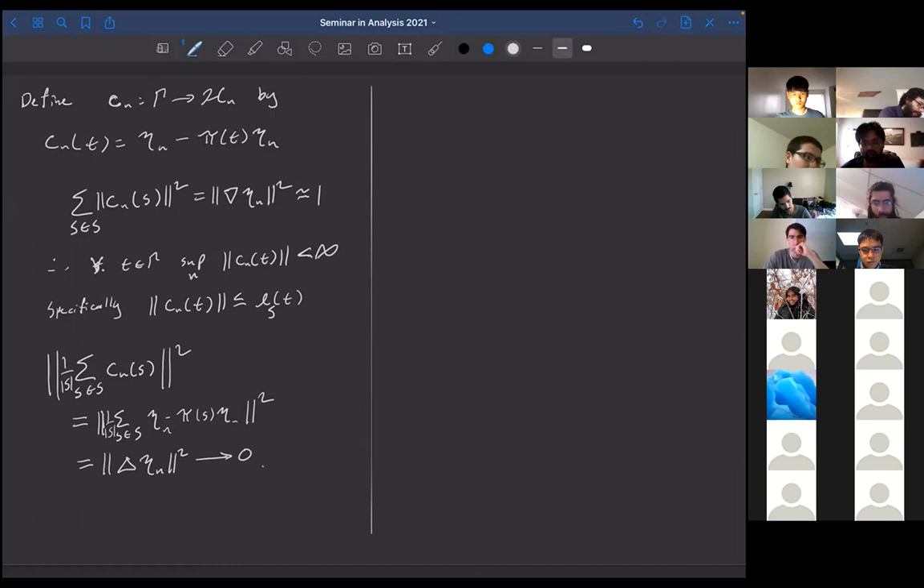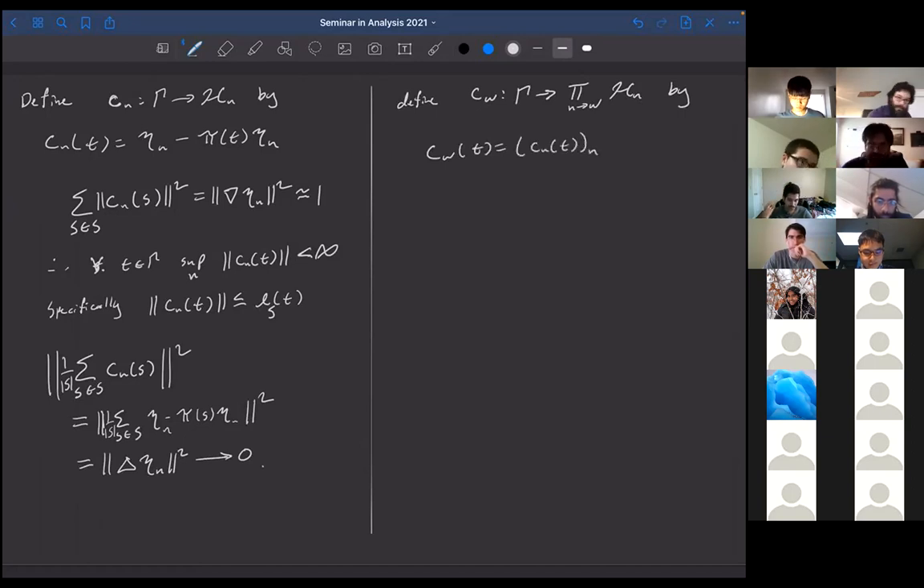So we then define C omega mapping gamma to the ultra limit here. And this is by C omega of T is equal to the ultra limit of Cn of T. So this is well defined because we know that this is a bounded sequence. Moreover, this will be a cocycle because at each step it was a cocycle. So this is a cocycle.